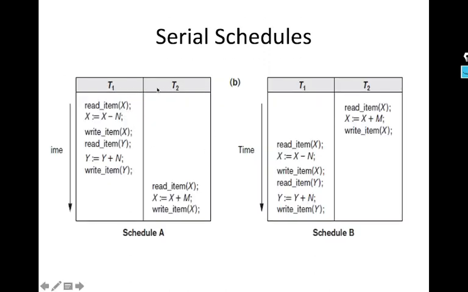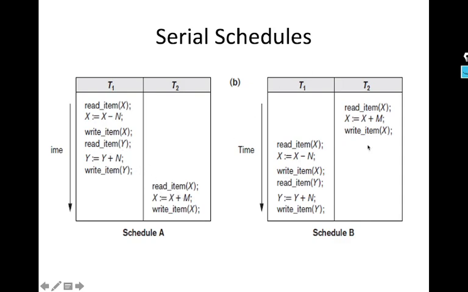We have two transactions T1 and T2. Here, if you see this, all the operations in T1 are executed first. After completing, aborting or committing T1, then T2 starts executing. T2 will execute continuously, all the operations consecutively, and after completion of T2 it will be committed or aborted. So this will always be correct. There won't be any problem because there is no interleaving of these operations.